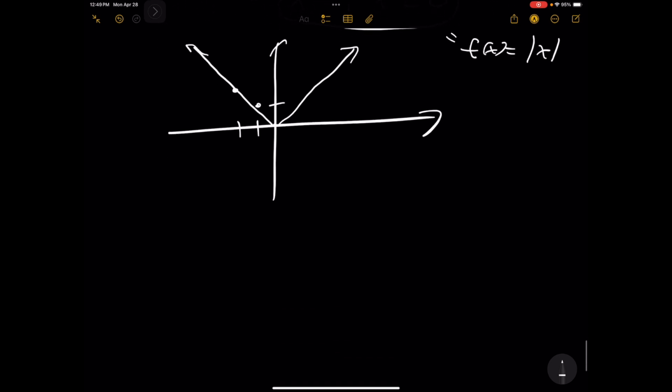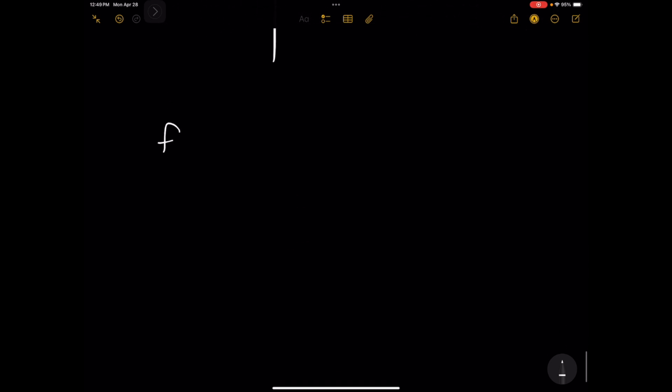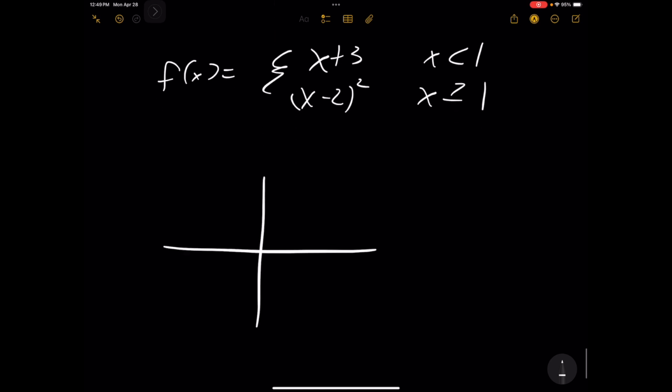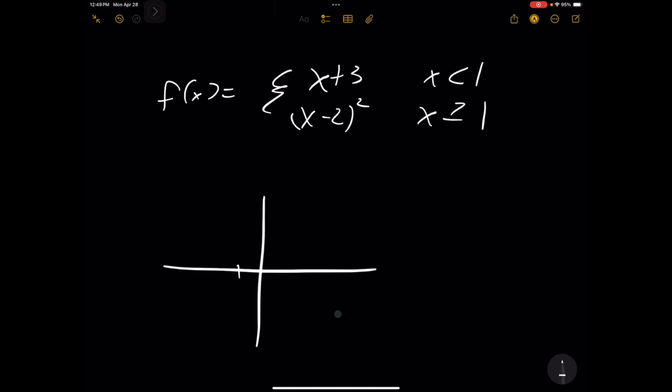But it doesn't have to be that simple. We could have more complicated functions. So let's plot f of x equals x plus 3 when x is less than 1, and x minus 2 squared when x is greater than or equal to 1. So if I want to plot x plus 3 when x is less than 1, let's go to -1. If I plug in -1 here, I get a +2. I'm going to put an open circle because there's no equality here. If I plugged in -2, I would get -2 plus 3 is +1. If I plugged in -3, I would get 0, and we kind of see that we're going to get this line going off to the bottom left.